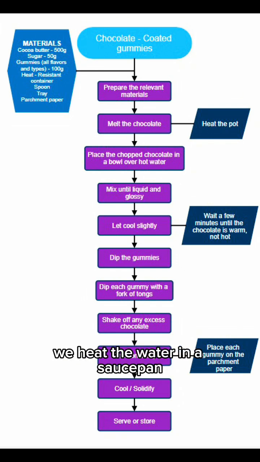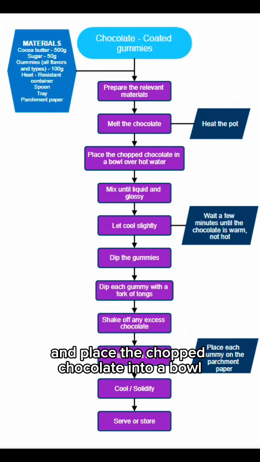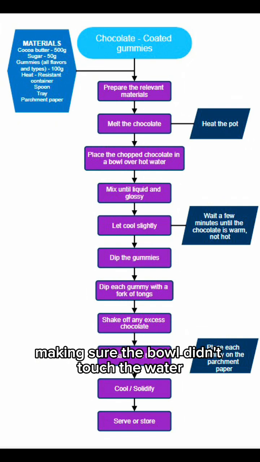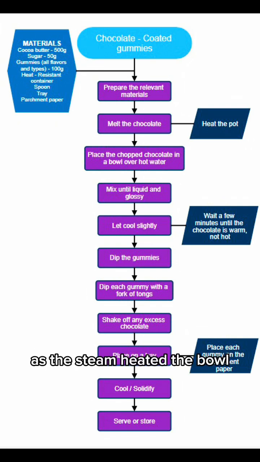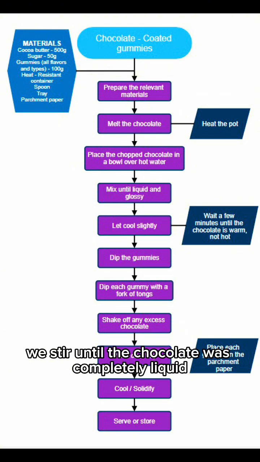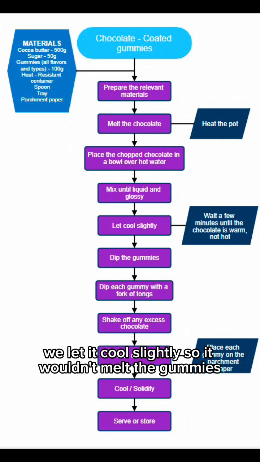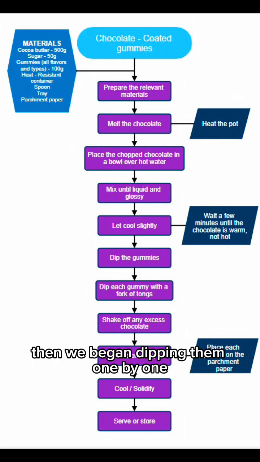To do this, we heat the water in a saucepan and place the chopped chocolate into a bowl, which we then place on top of the saucepan, making sure the bowl didn't touch the water. As the steam heated the bowl, we stirred until the chocolate was completely liquid and had a glossy finish. Once melted, we let it cool slightly so it wouldn't melt the gummies. Then we began dipping them one by one using a fork.